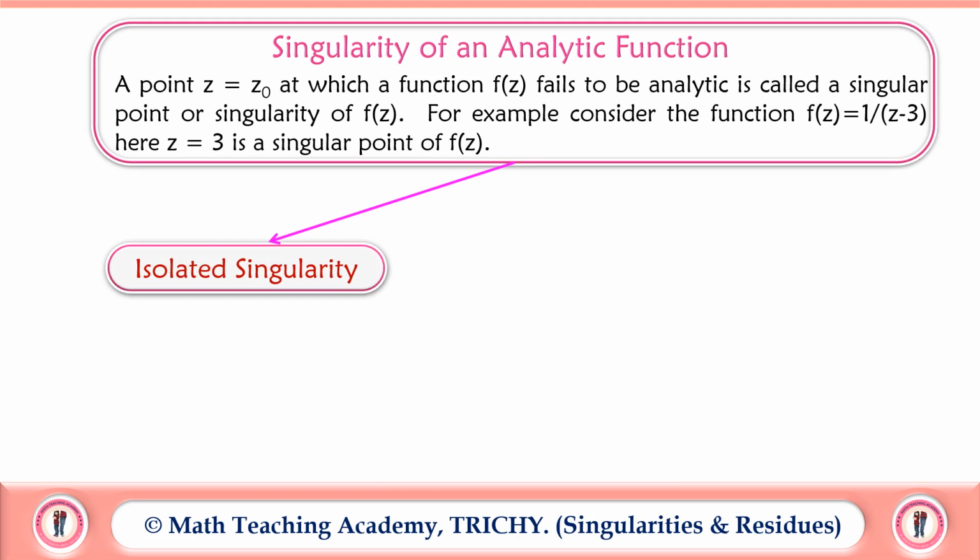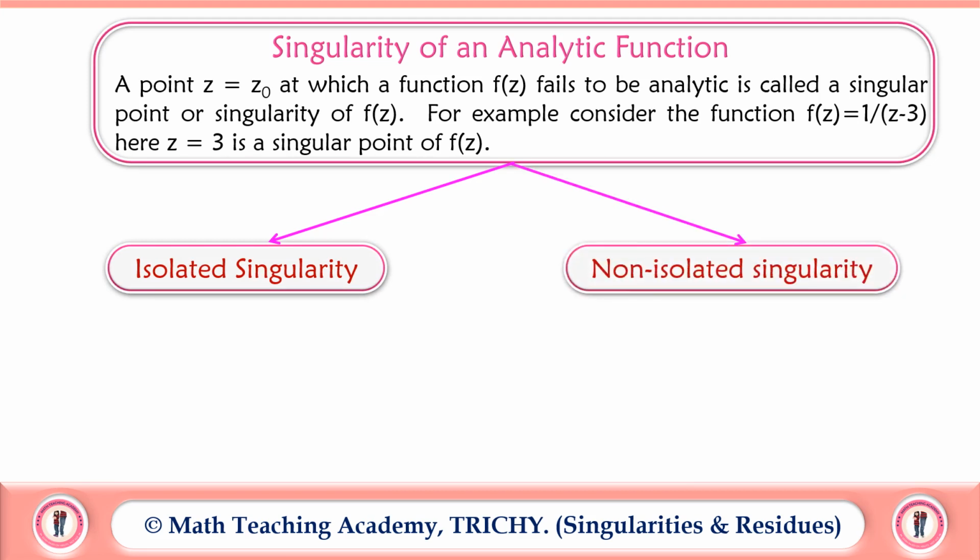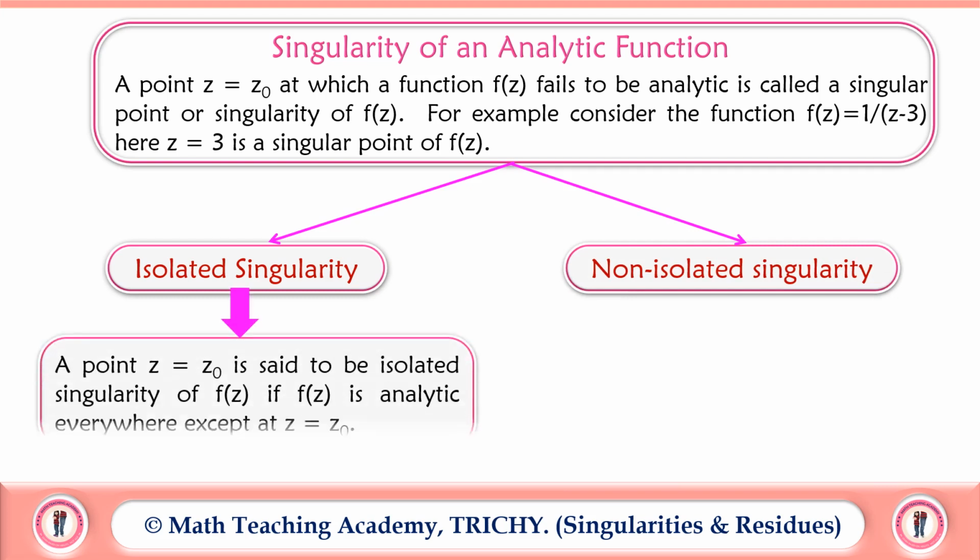There are two types of singularity. One is isolated singularity, another one is non-isolated singularity. What is isolated singularity? A point z is equal to z0 is said to be an isolated singularity of f of z if f of z is analytic everywhere except at a point z is equal to z0. That is, the function is analytic everywhere, but at a particular point z is equal to z0, the function f of z fails to satisfy the analyticity. So that is why the point z is equal to z0 is called an isolated singular point.